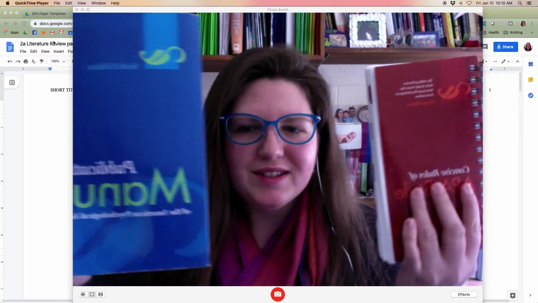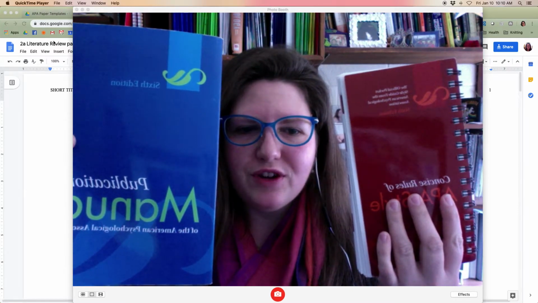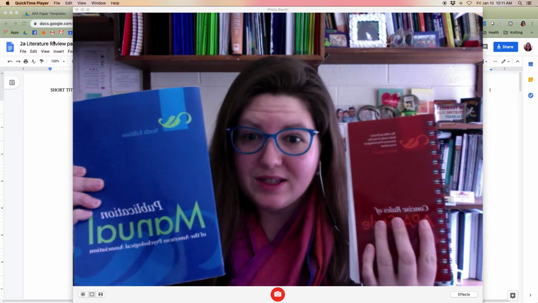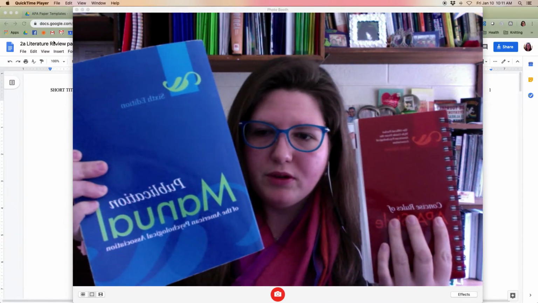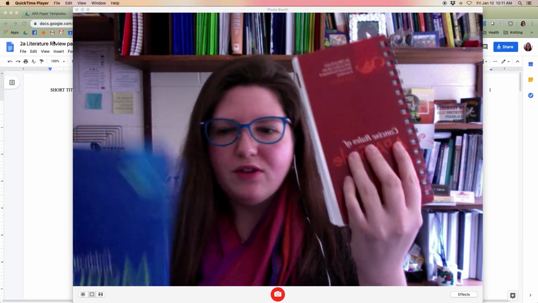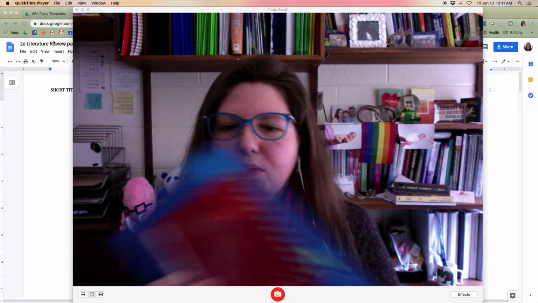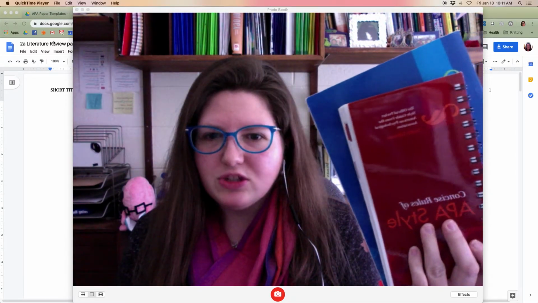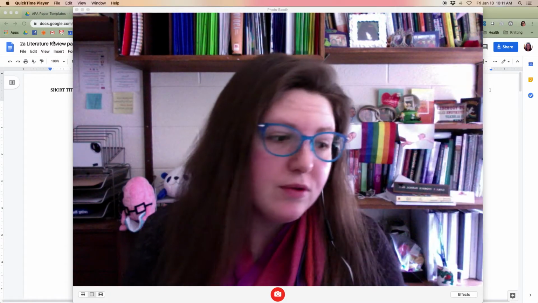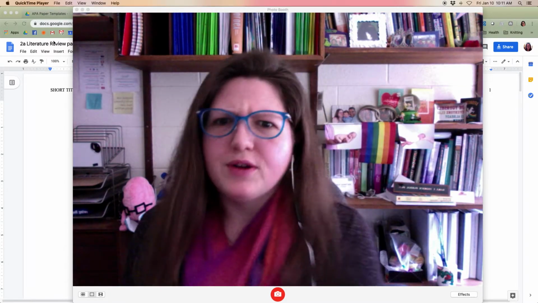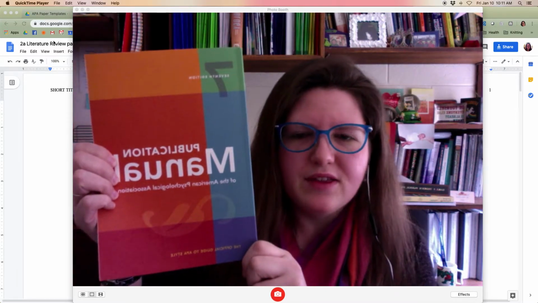So we've got two different versions of the 6th edition. The blue book is the full edition, or the full manual. The red book is just the concise rules. If you have a solid color-ish manual, it's probably old. I think all of the new ones are going with this color block thing.